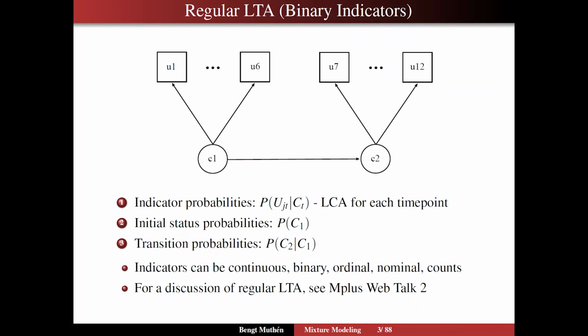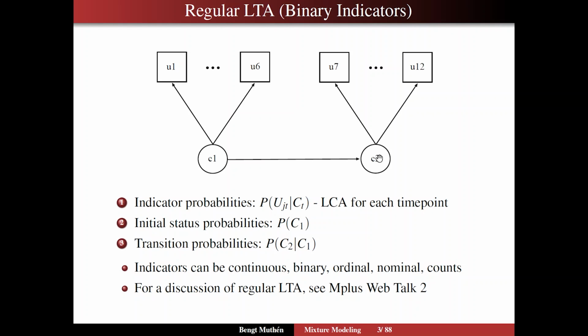Slide 3 shows a picture of a regular LTA with 2 time points, and we're going to consider binary indicators U1 through U12 here. So we have 2 latent class variables, C1 and C2, and we're interested in the influence of C1 on C2, also referred to as a transition.